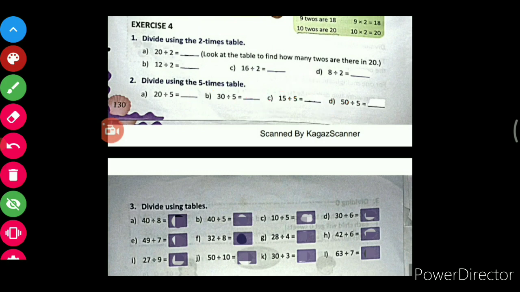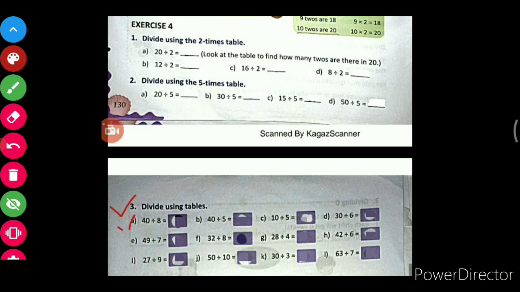Now see third question. Divide using tables. So we have to use the multiplication table in order to divide these numbers. See the first one, 40 divided by 8. You just recall the multiplication table of 8 and find out with what number if you multiply it with 8 you will get 40.